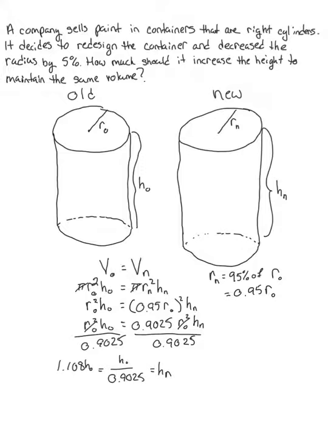Or we can also rewrite it on the right-hand side as 1 plus 0.108 times HO. And this just makes it a little more clear that we're going to increase the height by 10.8%, because 0.108 is the same thing as 10.8%.